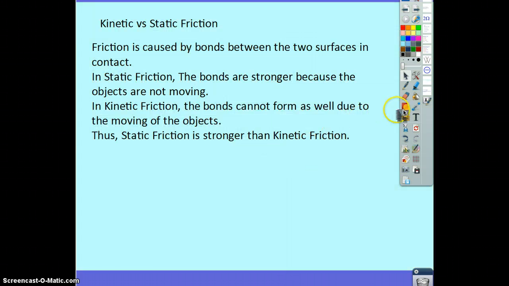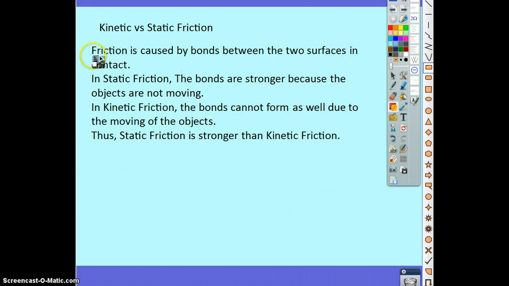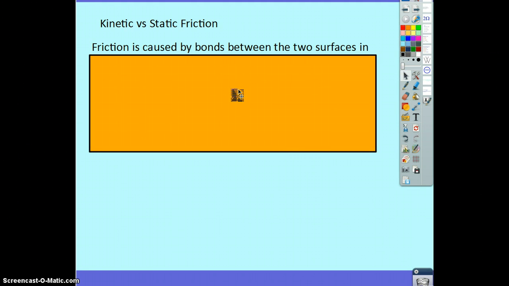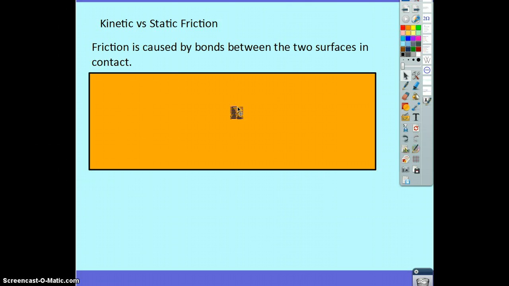More on friction, if you will, if you please. So, friction. The difference between kinetic and static friction. Friction is caused by bonds between two surfaces in contact. Believe it or not, your atoms on the surface of your hand are trading electrons with the atoms of your pen. Kind of crazy to think about it that way. They're just trading electrons. Nothing too dramatic here, but just an electron here and there.